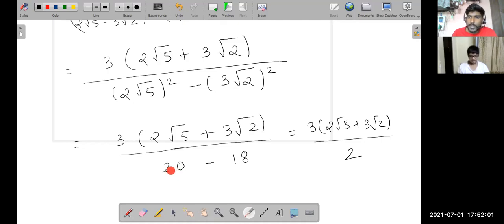This 20, how I got it, you understood? It's the square of 2 and the square of root 5. So it becomes 4 into 5, which is 20. Same thing here. Square of 3 is 9, and when you take the square of this, you'll get 9 and 2, 18. And 20 minus 18 is 2.